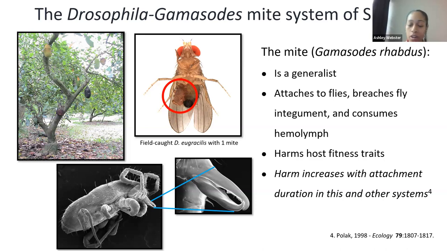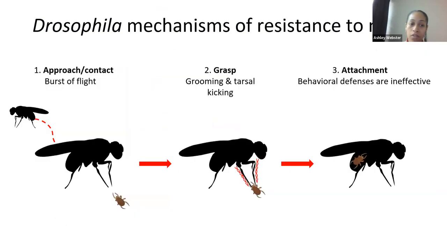Something important to know for this talk is that this harm increases with attachment duration in this system as well as in others. So Drosophila have developed some mechanisms of resistance to the mite that occur at different phases of the interaction. So in the first phase, which is approach or contact, in the presence of mites, they can change locomotion or use bursts of flight in order to leave the substrate of the fruit and not get infected.